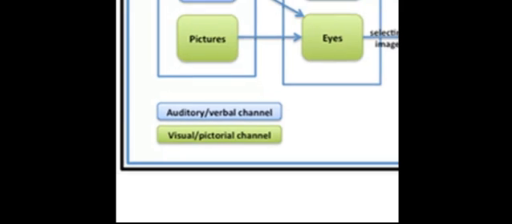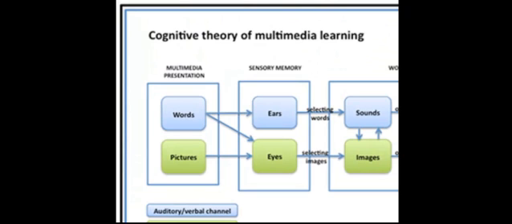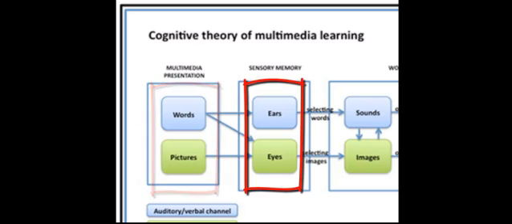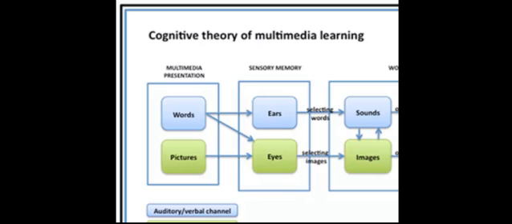In this graphic, the auditory verbal channels are represented in blue, and the visual pictorial channels are represented in green. In the multimedia presentation area, you can use words or pictures. If you use words, the sensory memory is used with ears and eyes. If pictures are used, then the memory is eyes.